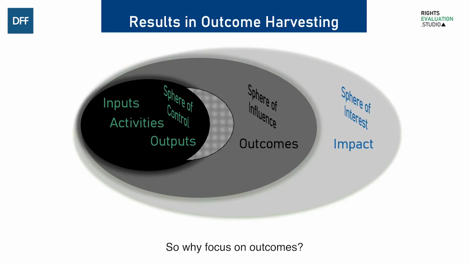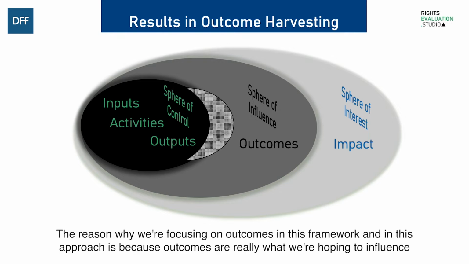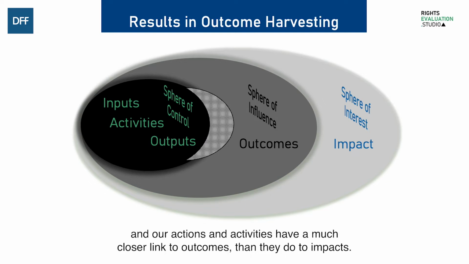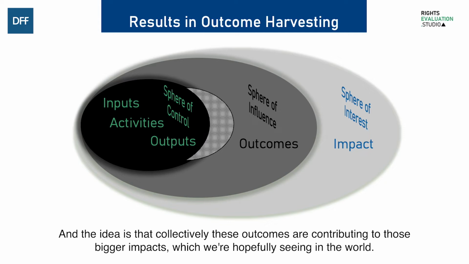So why focus on outcomes? The reason why we're focusing on outcomes in this framework and in this approach is because outcomes are really what we're hoping to influence, and that we have a bit more control or influence over. We can influence these, we can measure these, and our actions and activities have a much closer link to outcomes than they do to impacts. And the idea is that collectively these outcomes are contributing to those bigger impacts which we're hoping to see in the world.